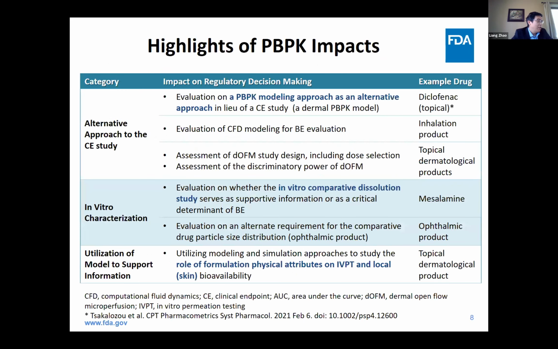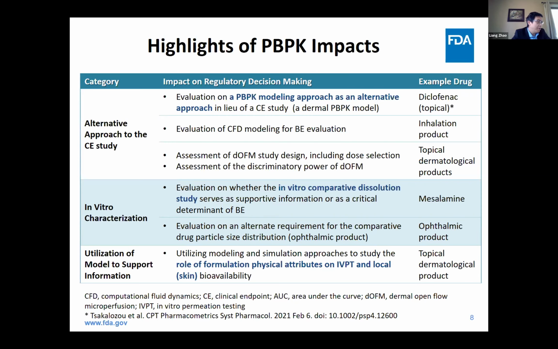Next slide, please. Out of the PBPK highlights in year 2019, I would like to specifically mention the FDA approval of the first generic drug product for diclofenac topical gel, where a virtual BE simulation leveraging a dermal PBPK model was performed instead of conducting a comparative clinical endpoint study as recommended in the current draft product-specific guidance. You can immediately appreciate the cost and time saving by leveraging a modeling approach in generic drug approval.